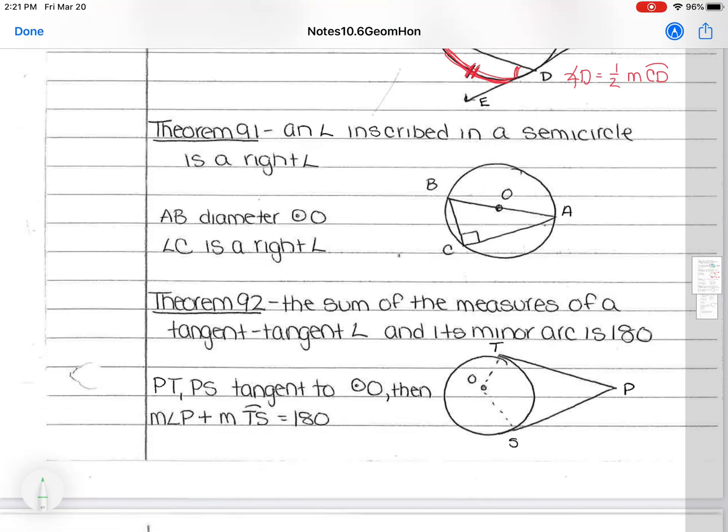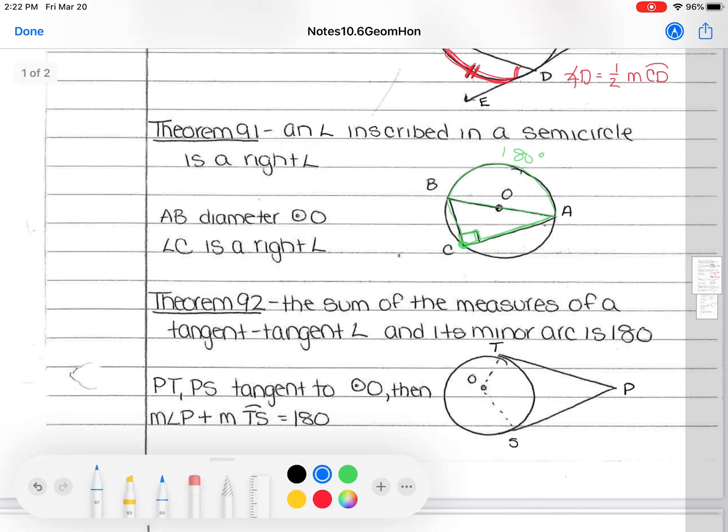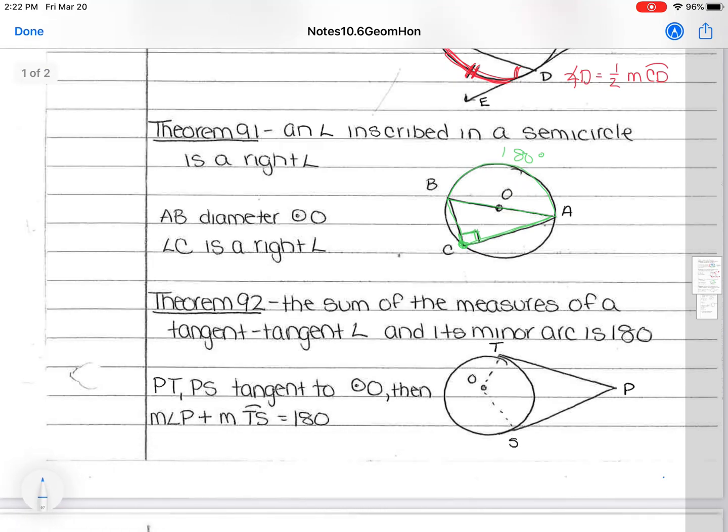All right, theorem 91, an inscribed angle in a semicircle is a right angle. So if you have an inscribed angle, meaning the vertex is on the circle itself, angle C, and it is made up of half of the circle, you know half the circle equals 180. Inscribed angle, the formula goes, it's half the measure of the arc. So if that's 180, then the angle has to be a right angle.